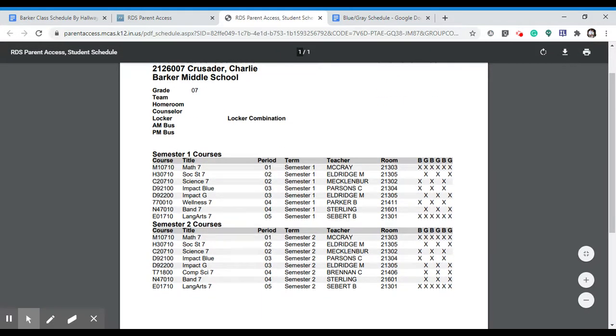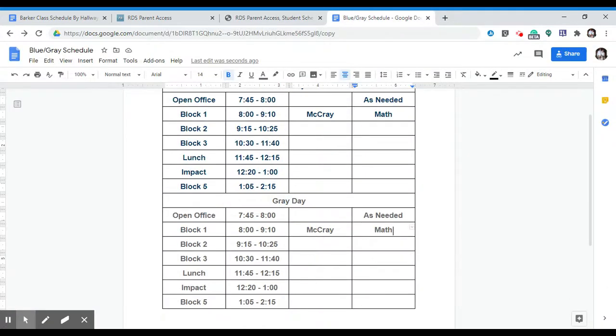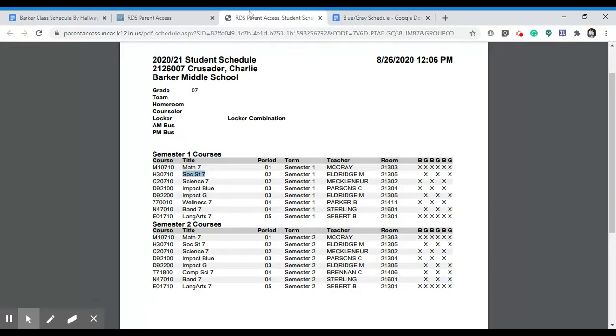My next class, I look down here. Oh, I have 2 period 2s. That must mean that I have 2 different classes, one for blue day and one for gray day. I go over here. I see that on gray days, I have Mr. Eldridge for social studies. It says social studies right over here. So on gray days, I have Eldridge for social studies. I'm going to go to my schedule for second block. I'm going to type in Eldridge. I'm going to type in social studies, and I'm going to leave it because it's just for the gray day.